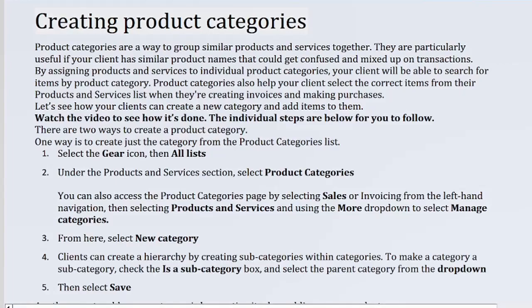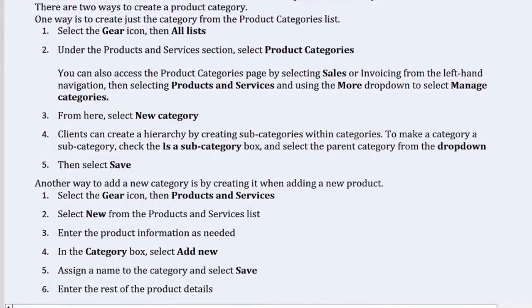There are two ways to create a product category. One way is to create just a category from the product categories list. Select the gear icon, then All Lists. Under the Products and Services section, select Product Categories. You can also access the Product Categories page by selecting Sales or Invoicing from the left-hand navigation, then selecting Products and Services and using the More drop-down to select Manage Categories. From here, select New Category.